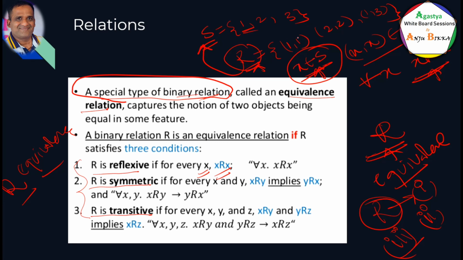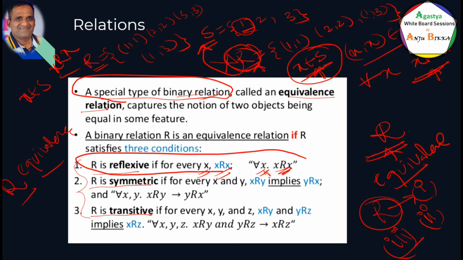(1,1) belongs to R, yes. (2,2) belongs to R, yes. (3,3) belongs to R, no. So R is not reflexive. If we define the relation this way, (1,1), (2,2), (3,3) and (1,3), then R is reflexive? Yes. For every x belongs to S, xRx. This is what reflexive means.